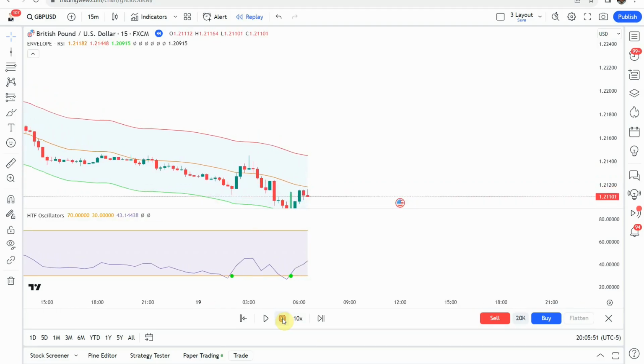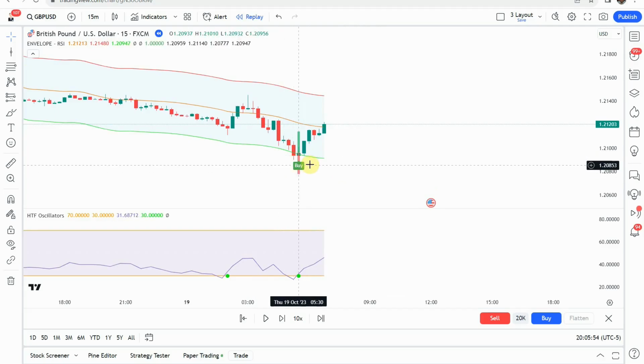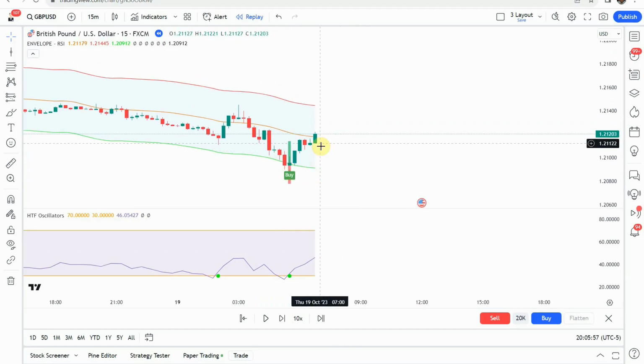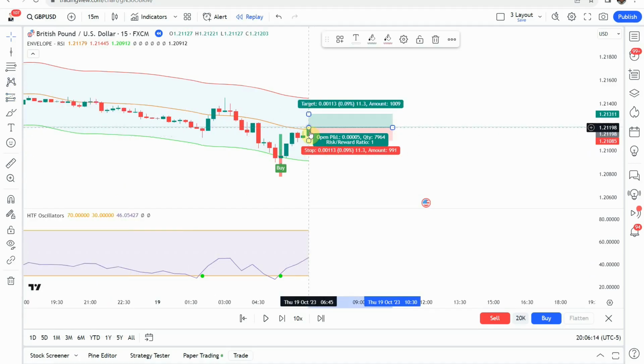All right, so you can see here that we pick up the buy tag right here, and then the price comes up and crosses the midline here with a nice green candle. And if we look down here at our HTF oscillator, it is below the 50 marker, and that gives us everything lined up for a long trade. We'll set a long right here.